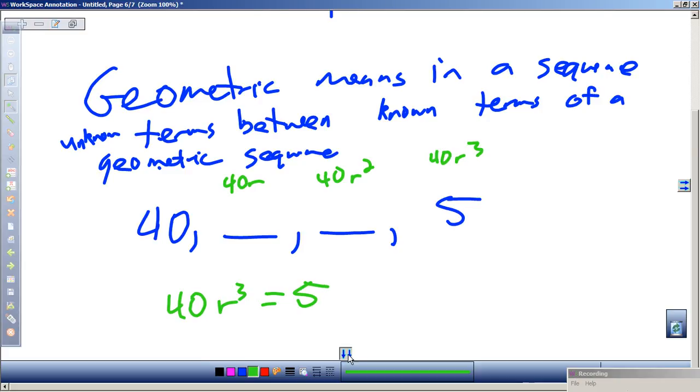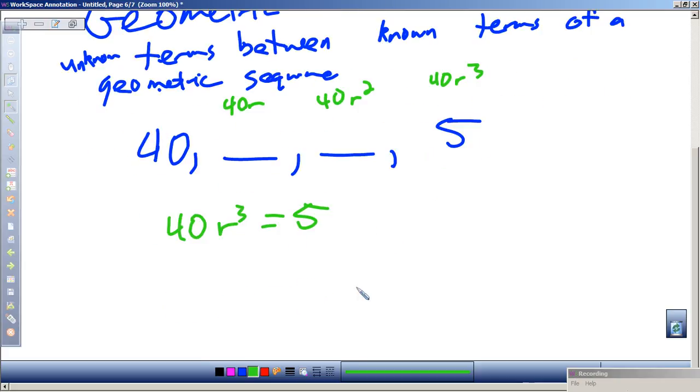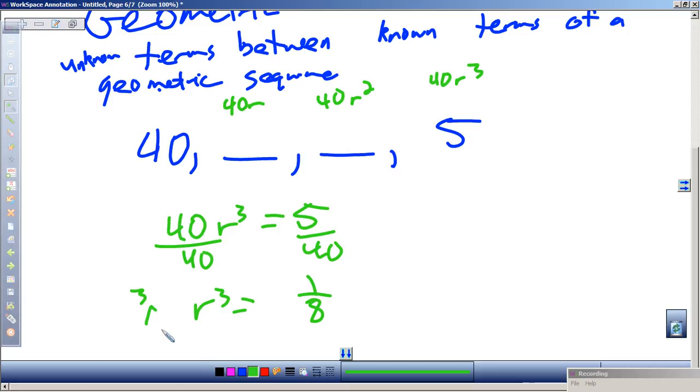Now, how are we going to solve this? We have r cubed equals 1/8, because 5 over 40 simplifies to 1/8. And then cube root. Remember, we multiply and then root for geometric mean. So what is the cube root of 8?